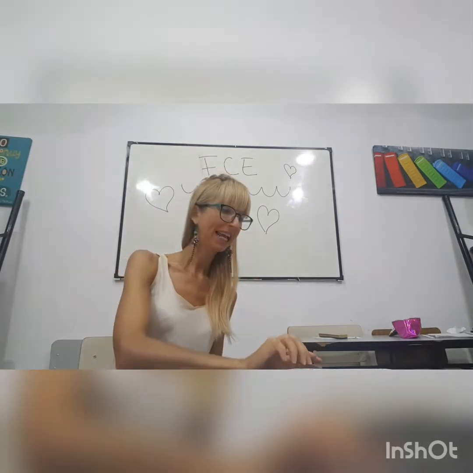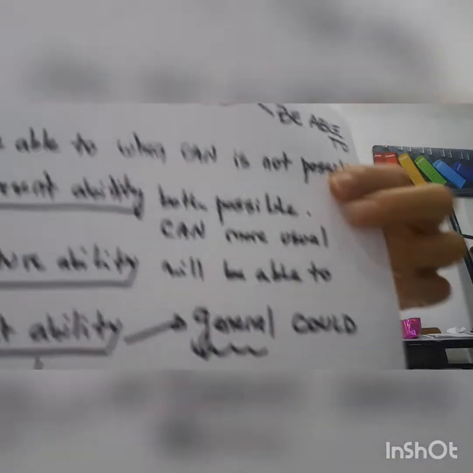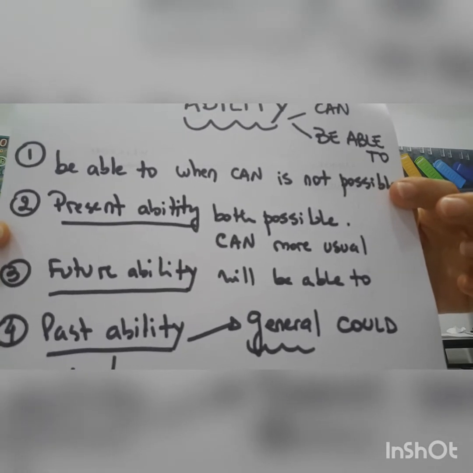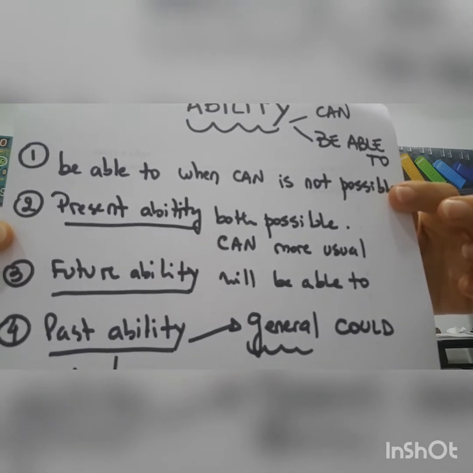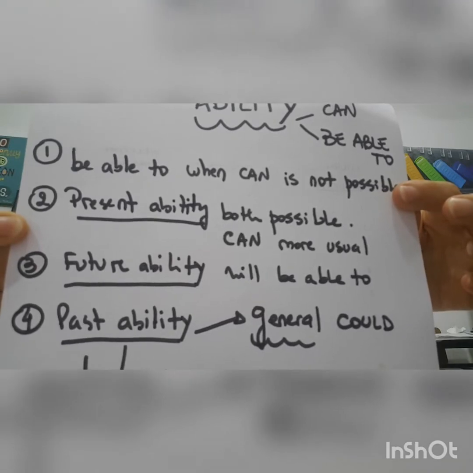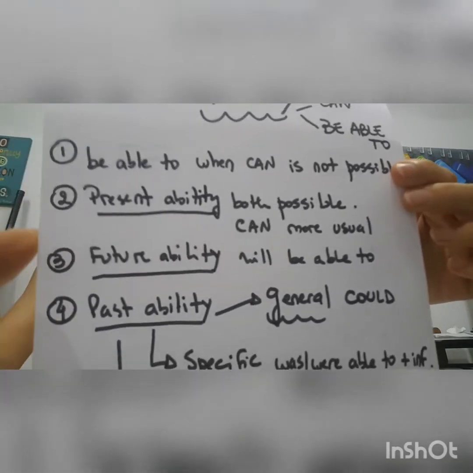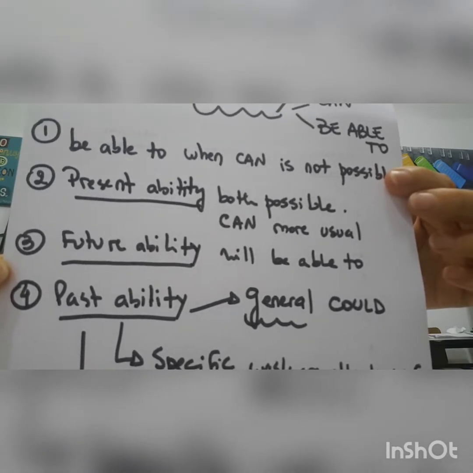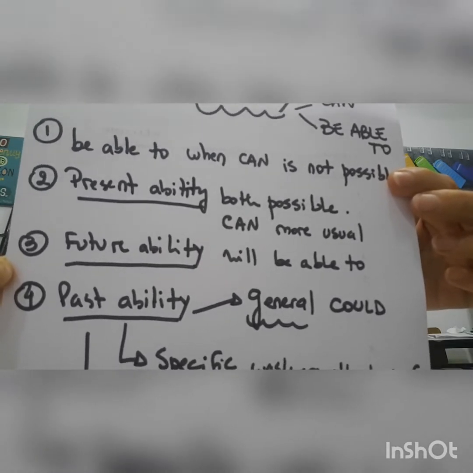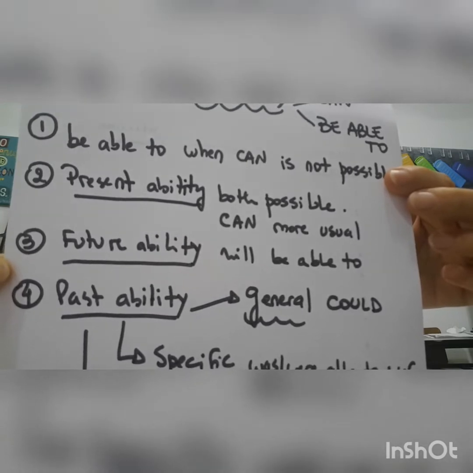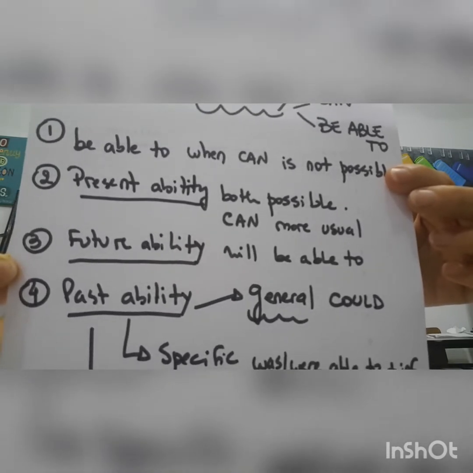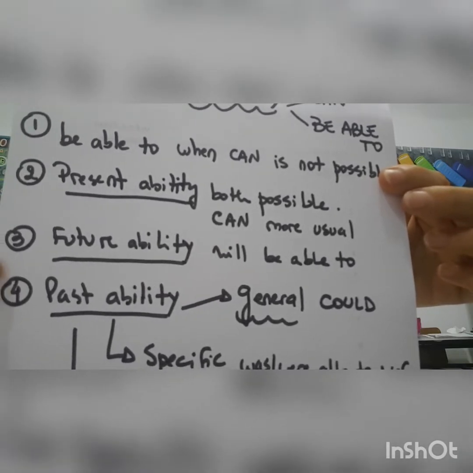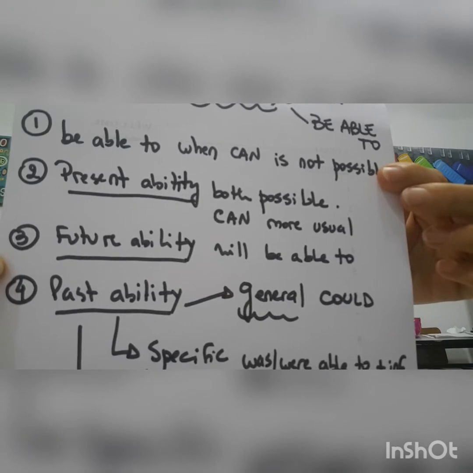Okay? Well, then, when we speak of a present ability, both are possible, but can is more usual. He can swim very well. Okay, it's a typical use of can. For future ability, we have to use be able to, because after will, or going to, I can't use can. So I have to use be able to. I will be able to drive well if I continue practicing.